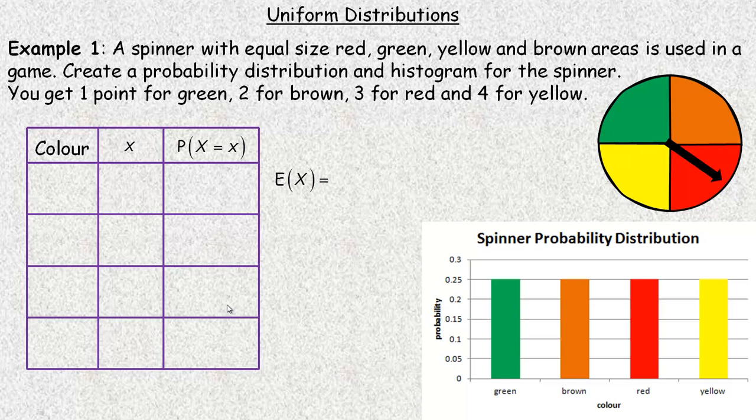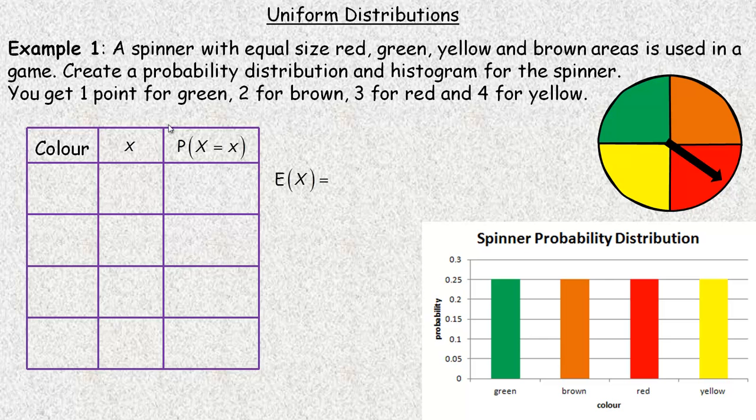In this tutorial, we're going to take a look at uniform probability distributions, and we're going to start with an example. The first one, we have a spinner with equal size areas: red, green, yellow, and brown. It is used in a game, and you're asked to create a probability distribution, so it means basically list all the outcomes and their associated probabilities for the spinner.